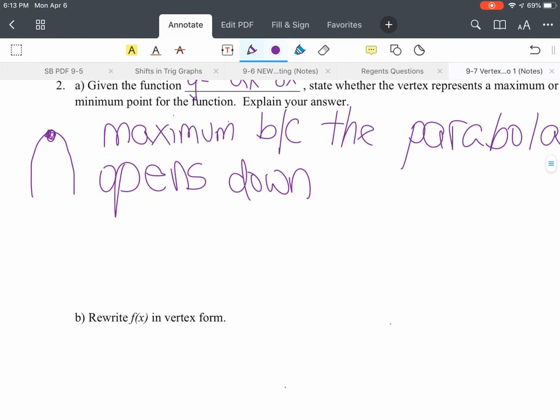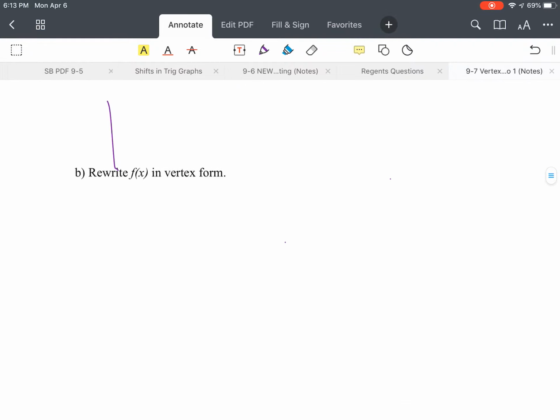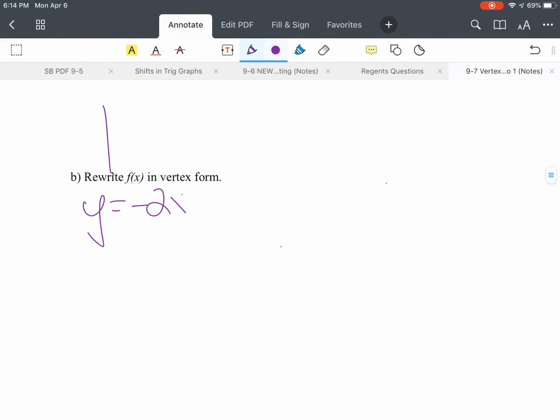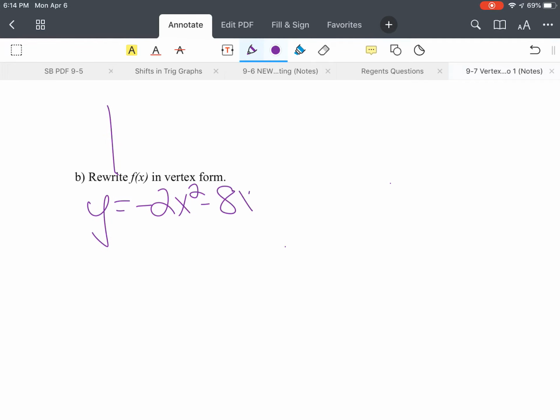Okay. Now we want to rewrite it in vertex form. So this is where we are going to complete the square. So I have y equals -2x squared minus 8x minus 2. First thing we need to do is see if there is a number in front of the x squared. There is. It's a -2. So I need to divide everything by a -2. I need to get rid of that.